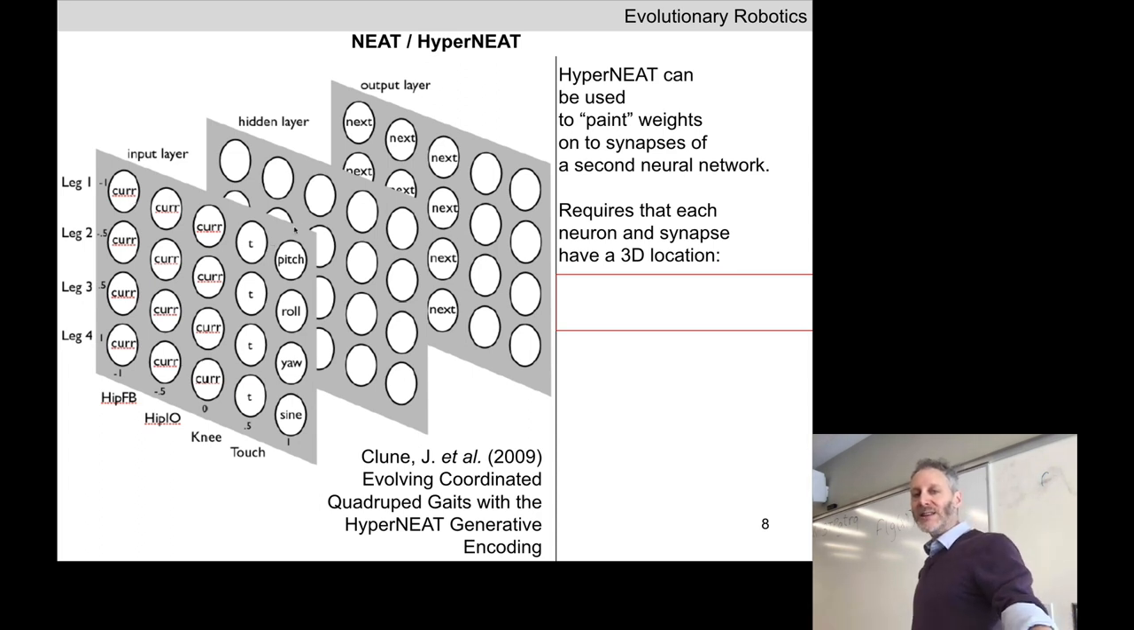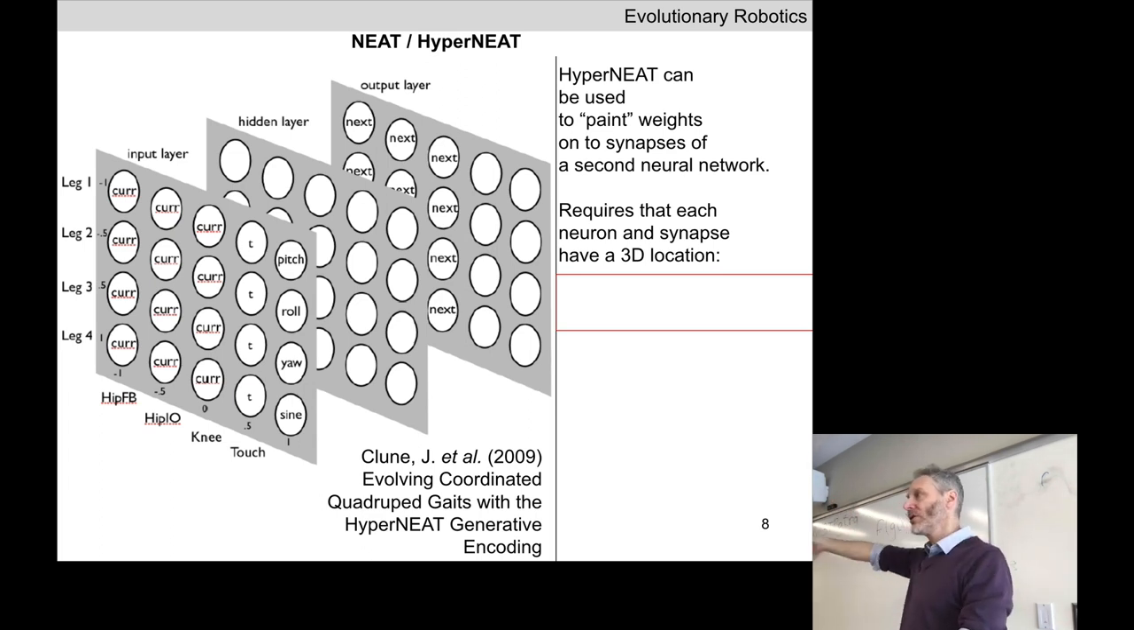Okay, let's have a look at the synaptic weights in this experiment. You'll notice from this cartoon picture over here, the first thing they do is take the neural controller for their robot and they embed it in a three-dimensional space. If we think about this as the x-axis, and this as the y-axis, and this as the z-axis, you'll see that at z equals 0, they've placed all the sensor neurons, and at z equals 1, they placed all of the hidden neurons, and at z equals 2, they've placed all of the motor neurons.